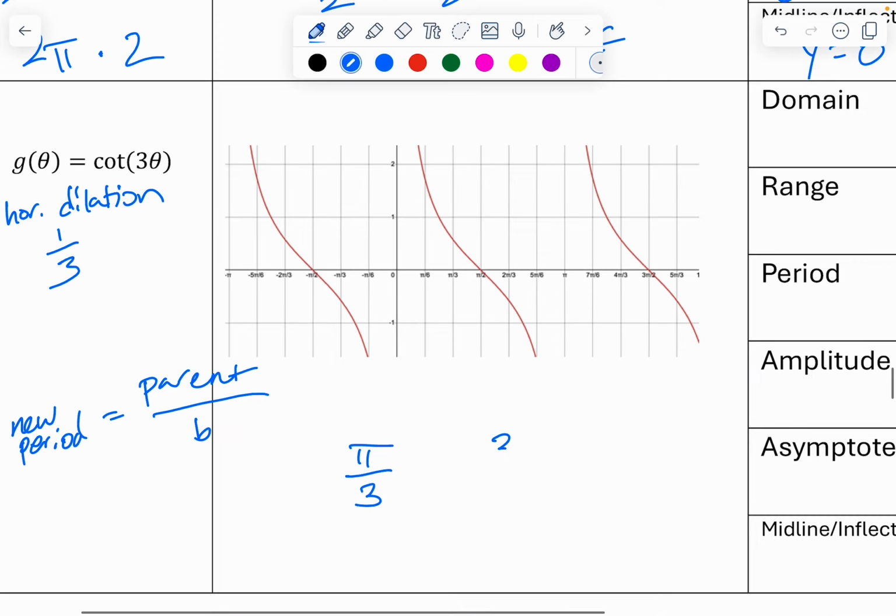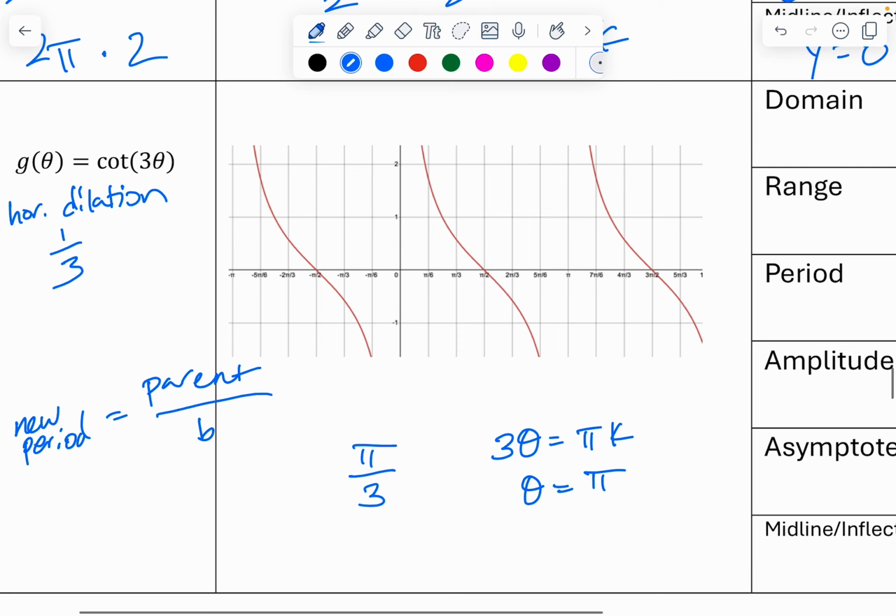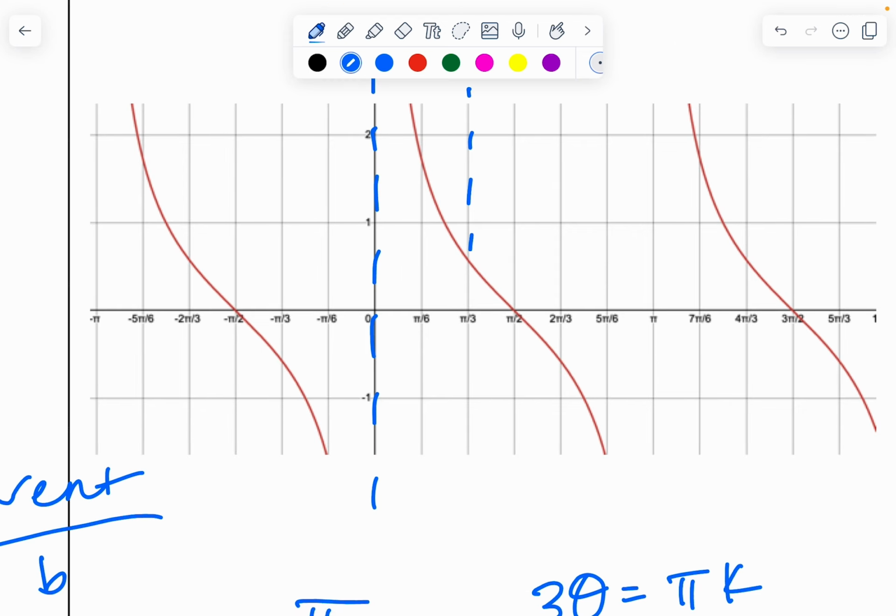Where were my asymptotes initially? They were initially at pi k. Now I have to divide by 3, and so theta would equal pi over 3 k. So there's one still at 0, but now the first asymptote happens at pi over 3. The next one happens at 2 pi over 3. Then we have one at pi.